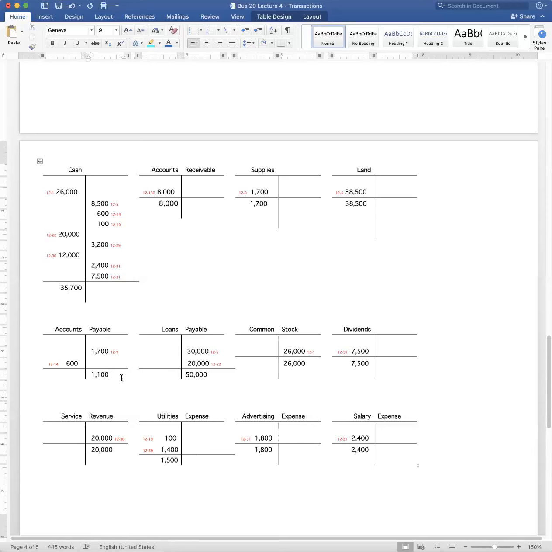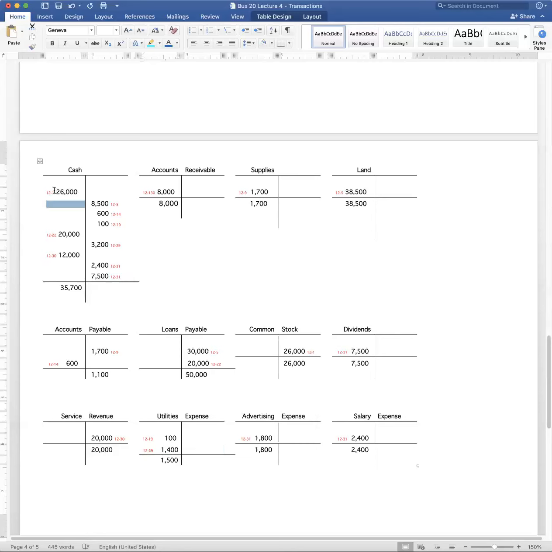All right, so the only one I haven't discussed is cash. Okay, that's because cash has a lot of stuff in it. But the technique to add up the cash account is exactly the same as what we used here in accounts payable and what we did in loans payable and utilities expense. We're going to add up the numbers on the same side and then take the difference with the total of the numbers on the other side.